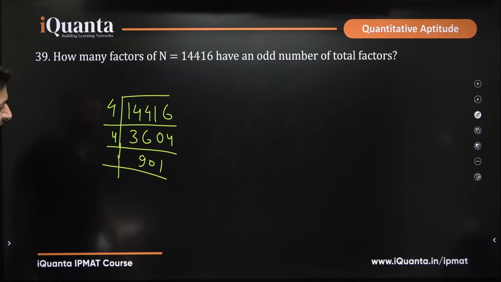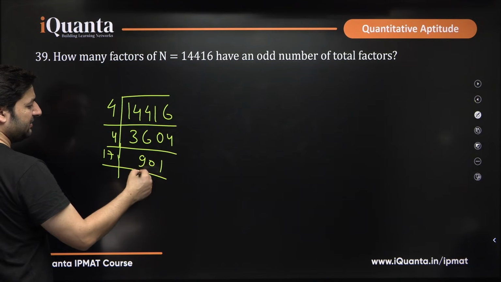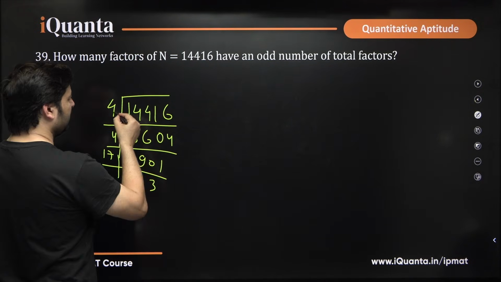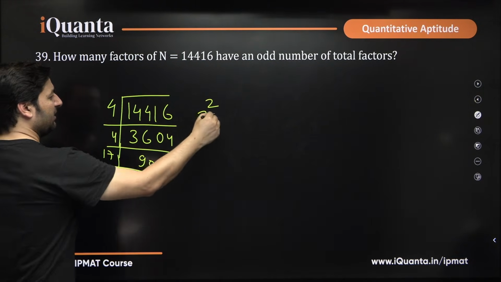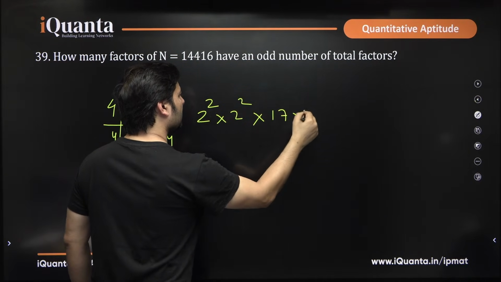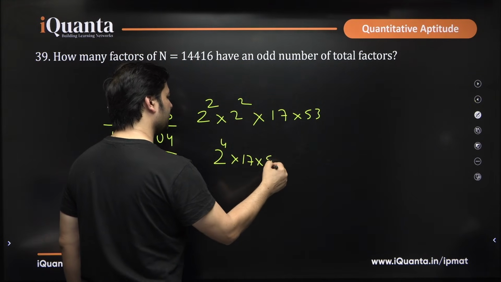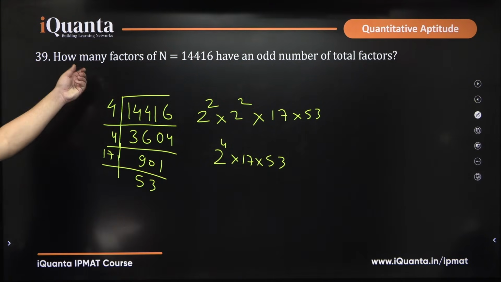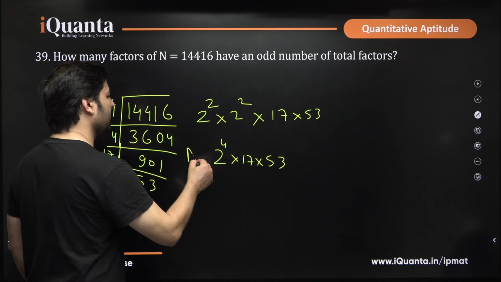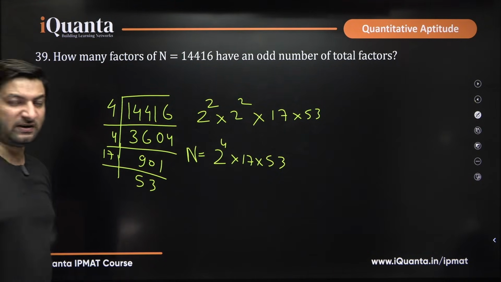Then is this divisible by 17? Yes, 17 5s are 85, 17 3s are 51. So actually 4 is 2 square, and then again 4 is 2 square, then 17 into 53. What do we get? 2 to the power 4 into 17 into 53 as the prime factorization of this. It is asking me how many factors of this, this is my n, have an odd number of total factors.